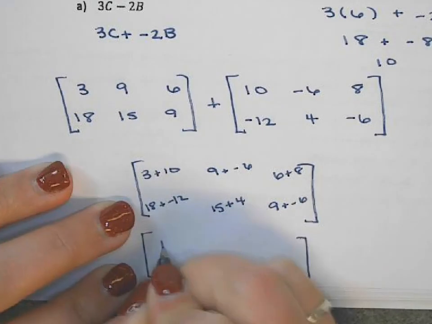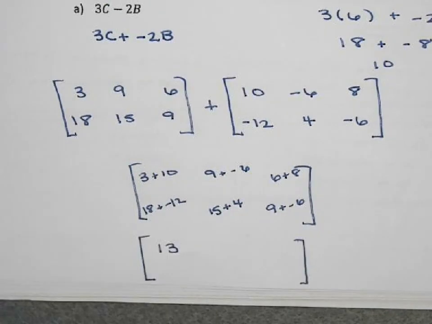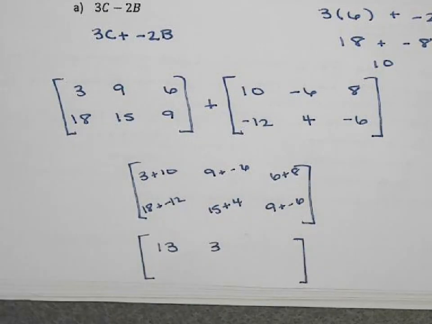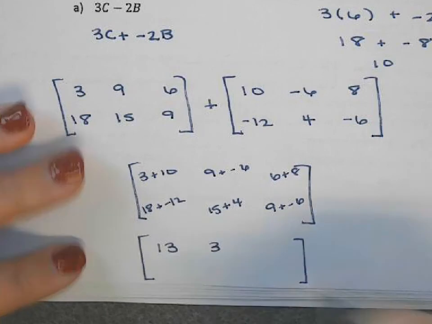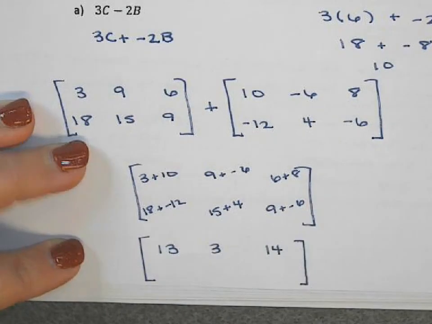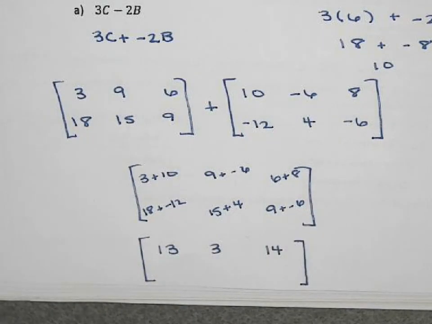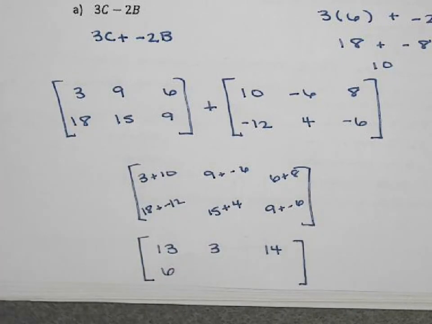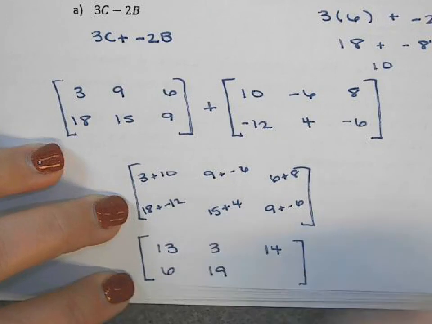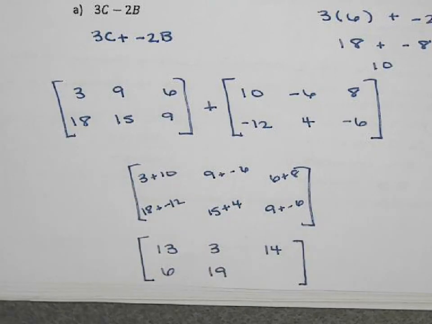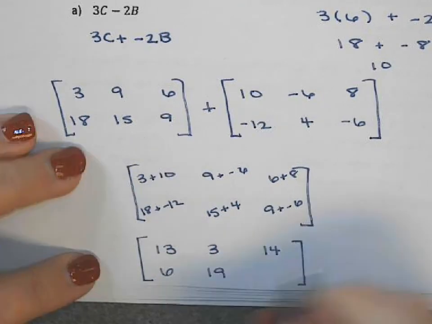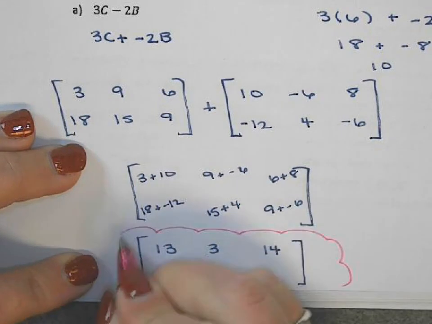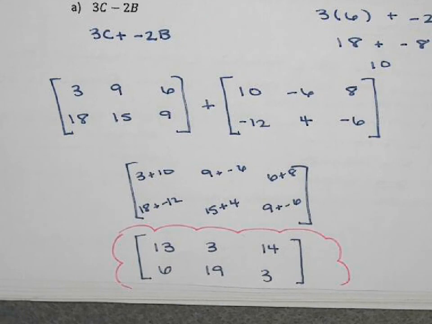3 and 10 is 13. 9 and negative 6 is 3. 6 and 8 is 14. 18 and negative 12 is 6. 15 and 4 is 19. 9 and negative 6 is 3. So this here would be your final answer.